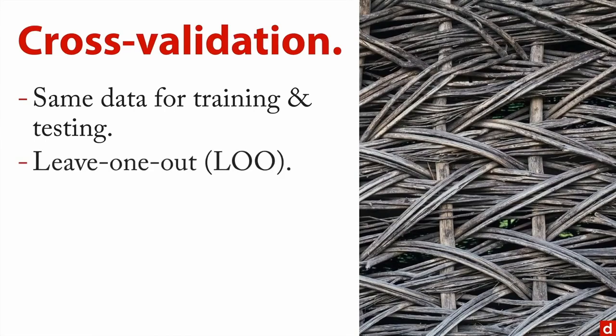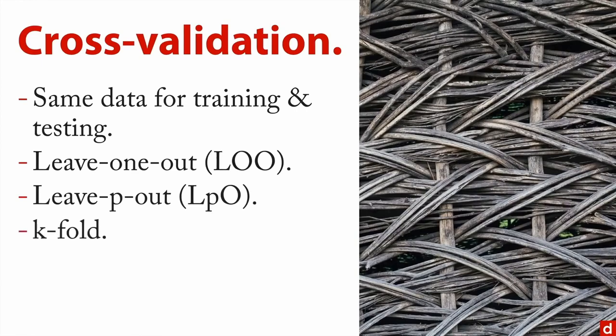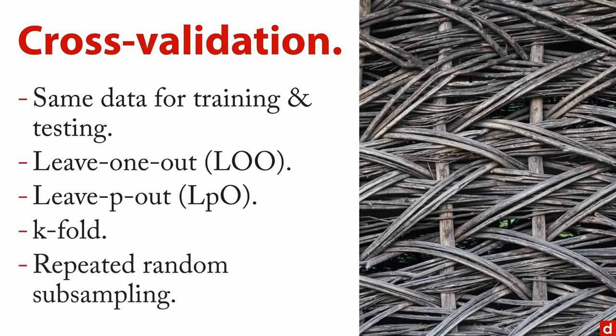There's leave one out, where you leave out one case at a time, also called LOO. There's leave P out, where you leave out a certain number at each point. There's K-fold, where you split the data into, say, for instance, 10 groups, and you leave out one and you develop it on the other nine, and then you cycle through. And there's repeated random subsampling, where you use a random process at each point. Any of those can be used to develop the model on one part of the data and test it on another, and then cycle through to see how well it holds up under different circumstances.